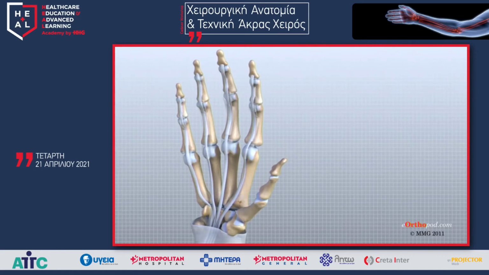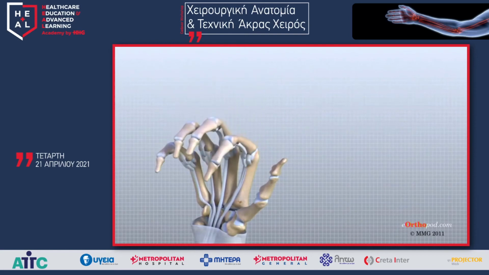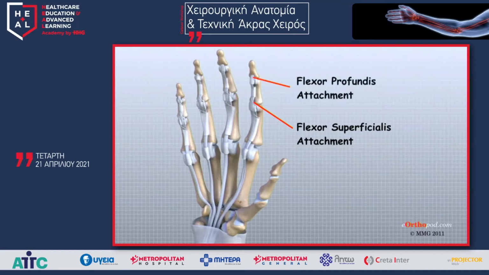These two tendons, the flexor superficialis and flexor profundus, travel through a special tunnel formed by a series of specialized ligaments that form pulleys. The flexor superficialis connects to the base of the middle phalanx. The flexor profundus tendon connects to the base of the distal phalanx.